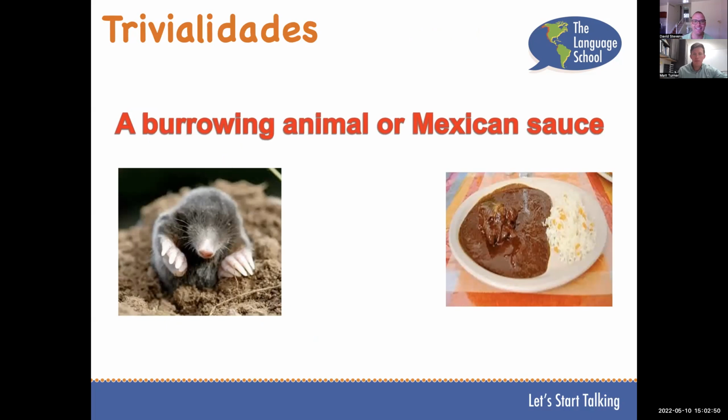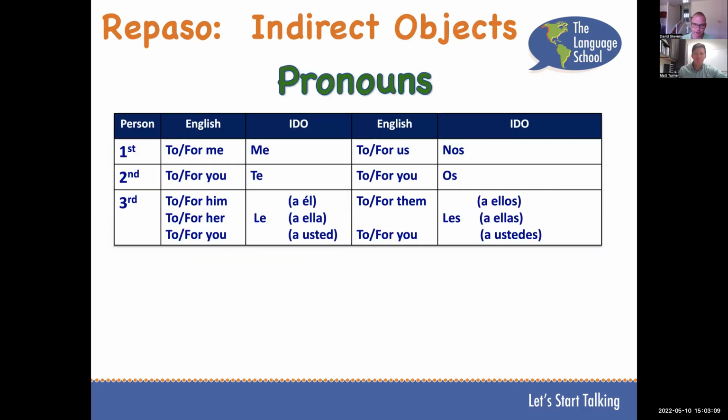Primero, trivialidades, Mateo. ¿Cómo se dice? A burrowing animal or a Mexican sauce? Mole? Yeah, so the sauce, mole, of course, is a Mexican sauce. Have you ever had it before? Yeah. Okay. And then in English, a burrowing animal would be a mole, so not a cognac.